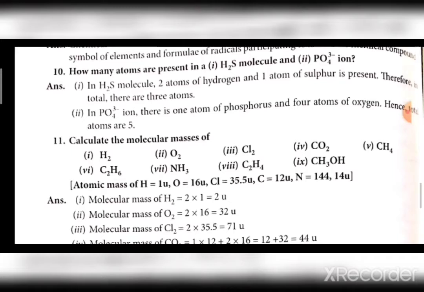Then second is PO4 -3 ion. Now here the minus sign or the charges, positive or negative, any type of sign or charges present on the radical will not interfere in the counting of the atoms. So PO4 is having 1 phosphorus and 4 oxygen. So total will be 5 atoms. Here charge do not create any disturbance in the atomicity. So the atomicity will be 5.